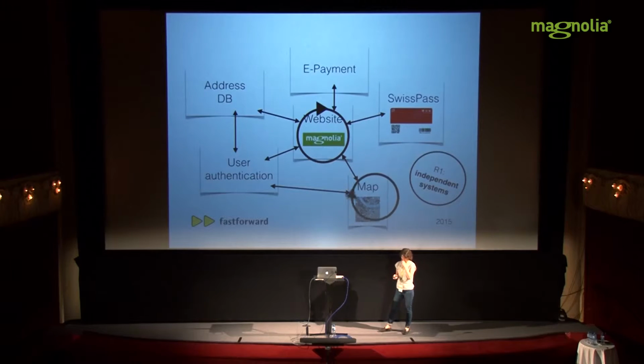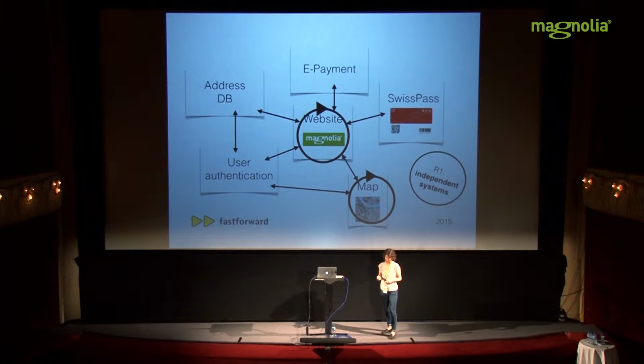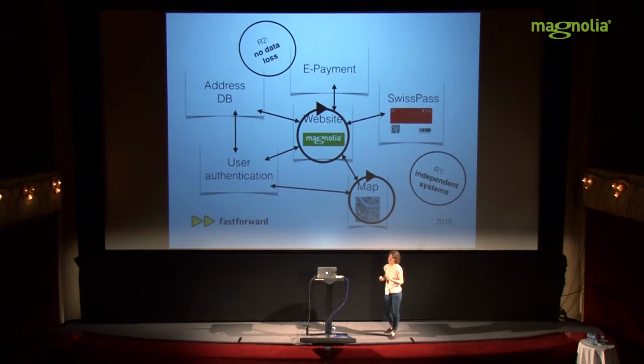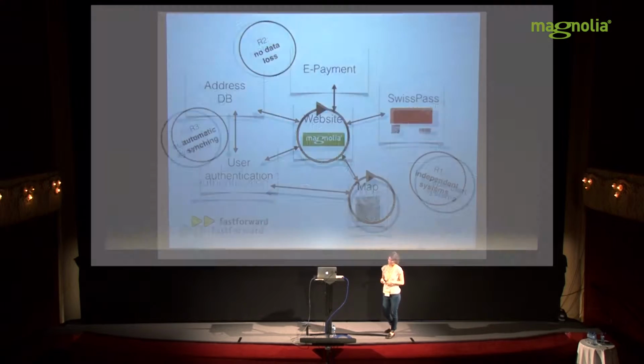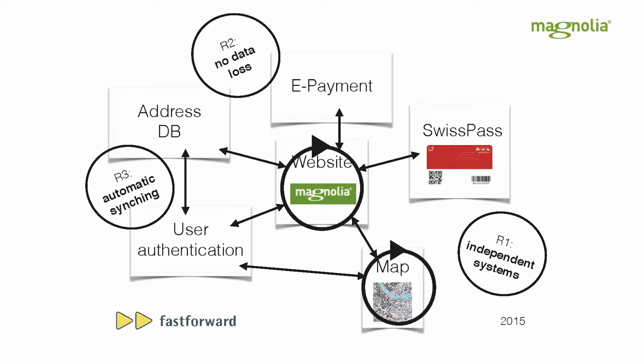And of course, the map system needs to always be available with the premium features after people have already spent their money. Obviously, requirement number 2, we don't want to lose any data. And also, requirement number 3, we want things to sync up automatically after a service comes back up.